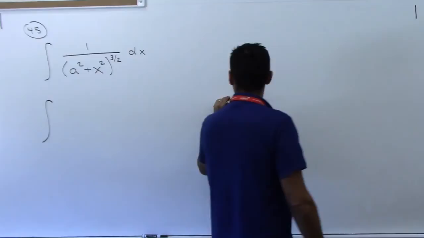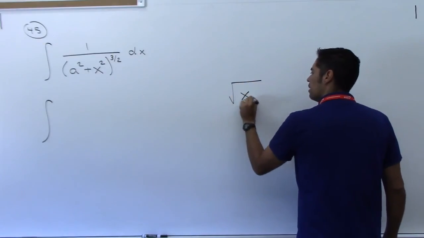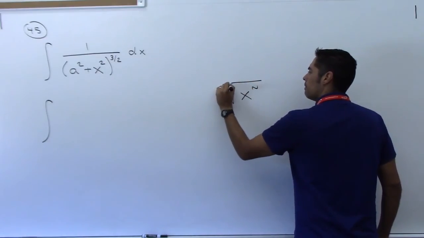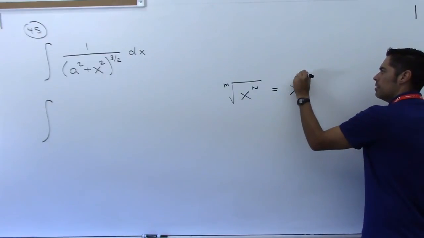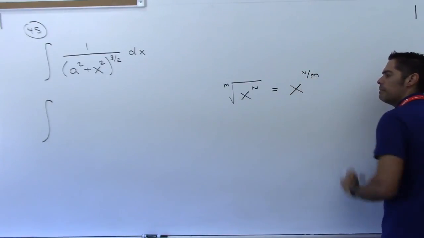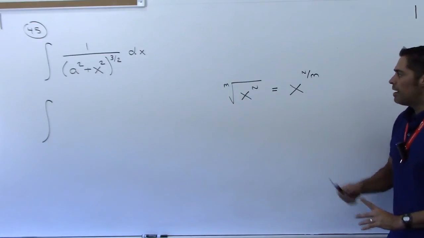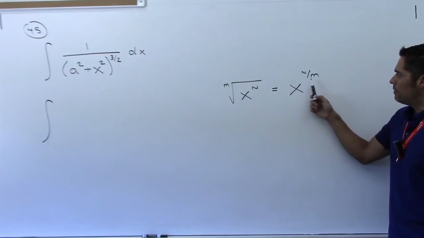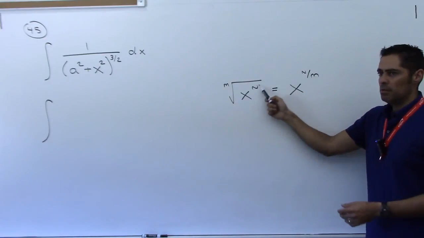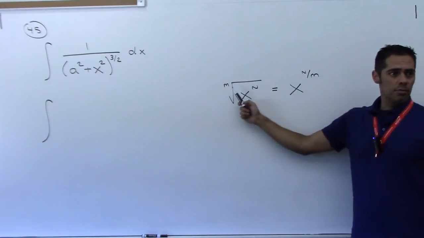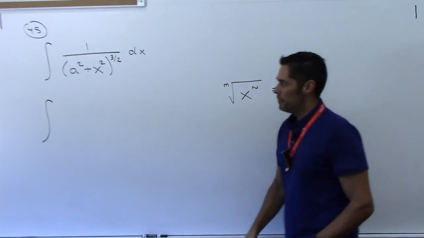So if you have this, this is x to the n over m. When you do rational exponents, if you have a fraction up here as a power, the numerator is the power, the denominator is the root. So it's square root of, that's right.